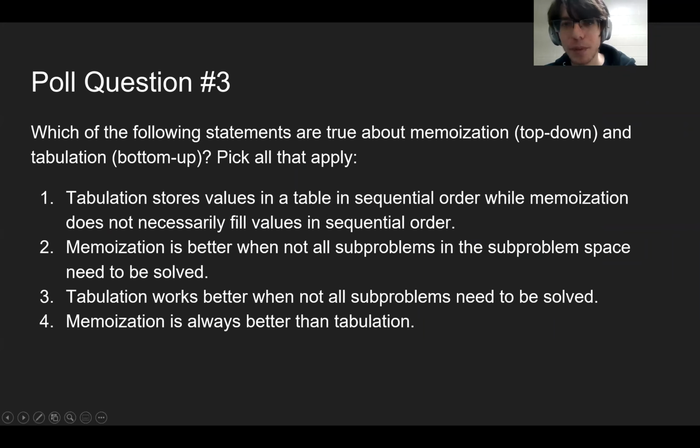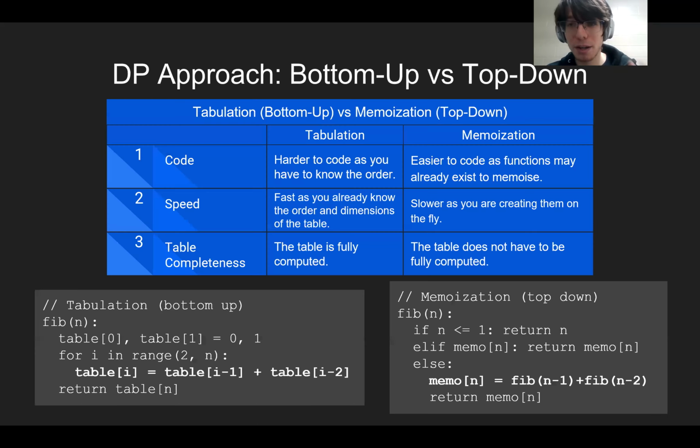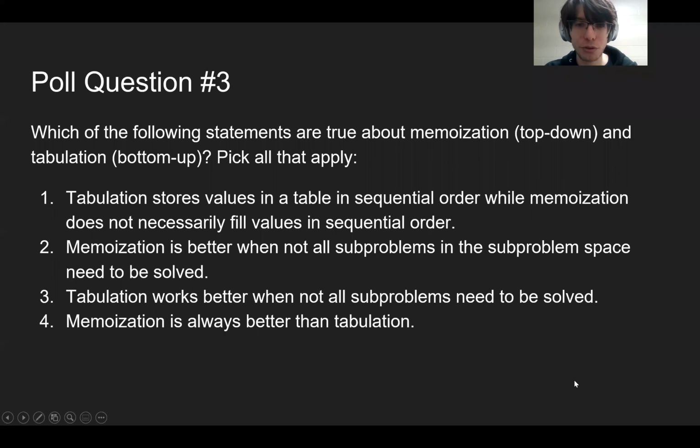Okay, so let's try and figure this out. Tabulation stores values in a table in sequential order. Memoization does not necessarily fill values in sequential order. Is this true? Well, let's look back at our example. We actually do see exactly that: tabulation goes in sequential order, whereas for memoization there's not necessarily any order like that. So this is true.